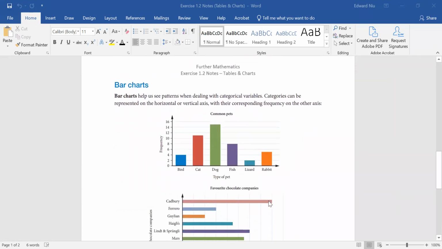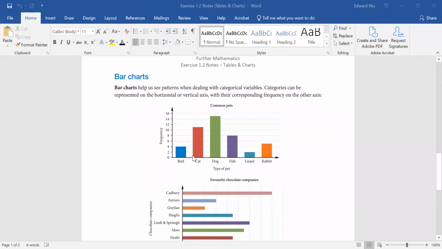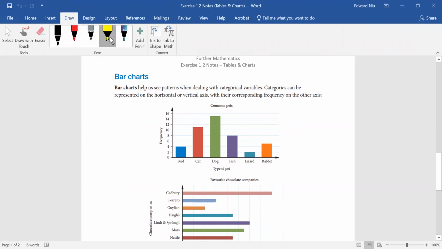Other tables and charts you might get is the bar chart. Sometimes you might have it vertically. The key point I want to highlight here is bar charts are for categorical variables only. Categorical variables, not numerical. For numericals, we use histograms, which we're going to take a look at in exercise 1.3.